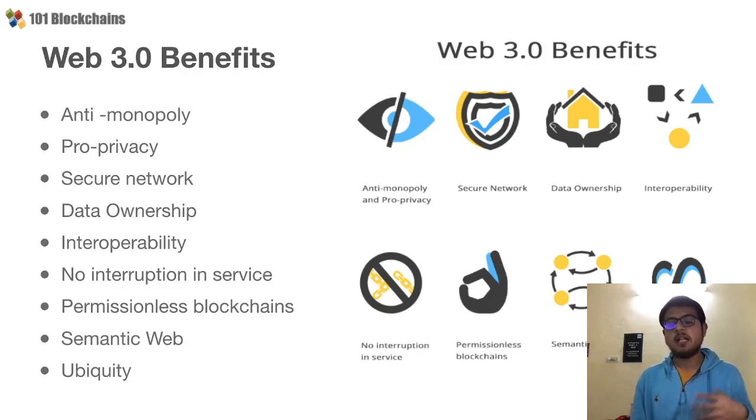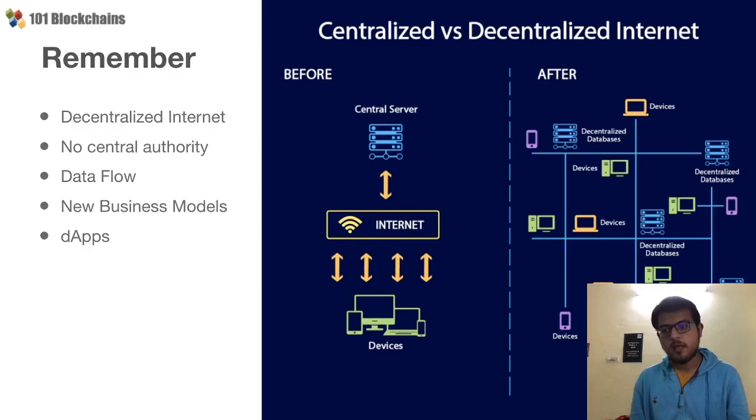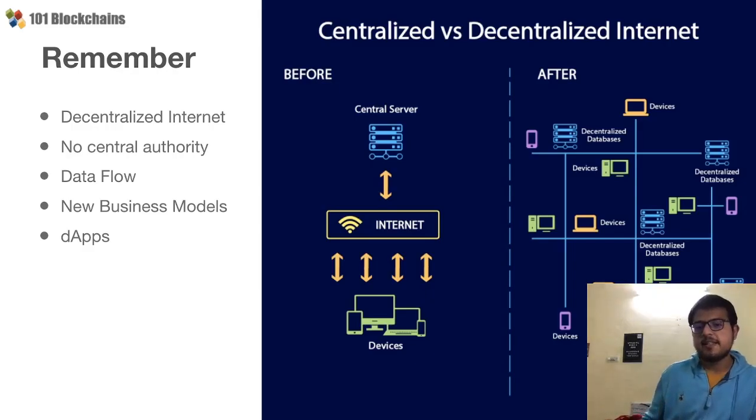The idea is anti-monopoly, pro-privacy, a secure network, very strong data ownership, no interruption in services because the network can't go down, since every entity on the network would have to go down for your service to be interrupted, a permissionless blockchain, and ubiquity of your data. Now, the important part is that decentralized networks have no central authority, and the data flow is according to new business models run by distributed applications.